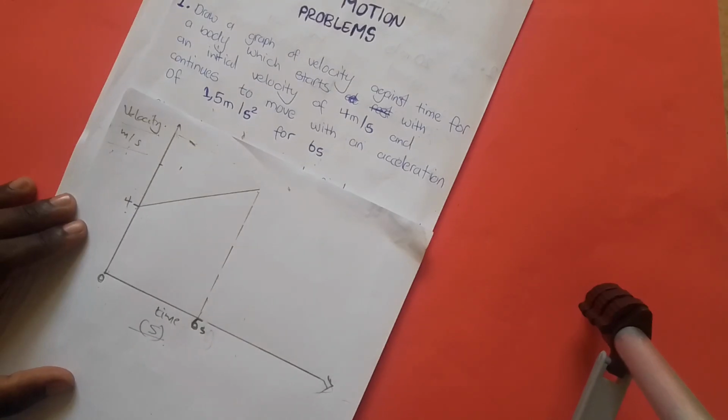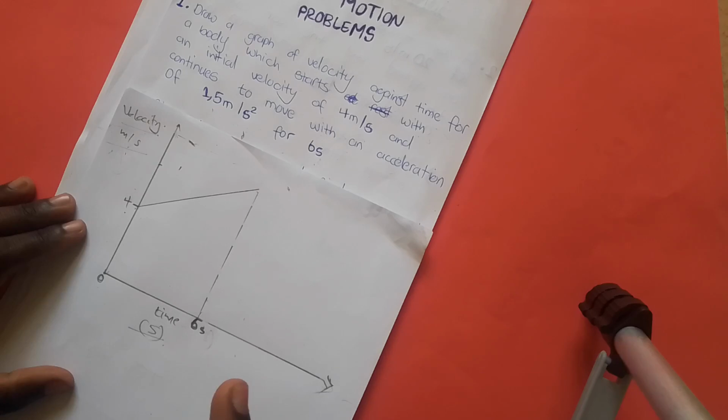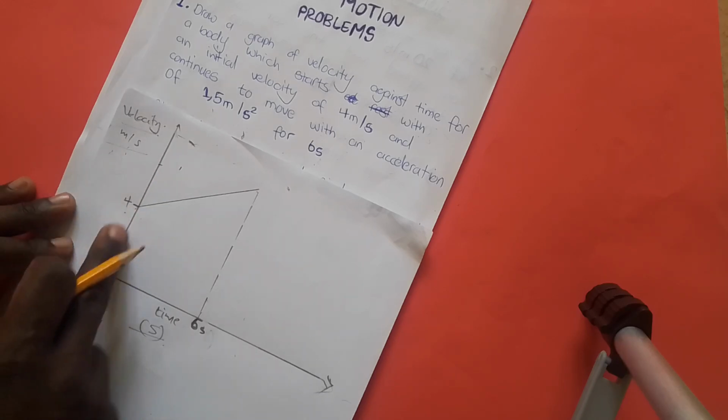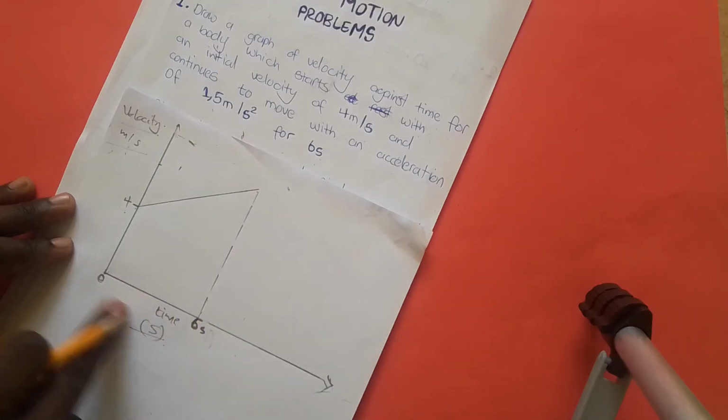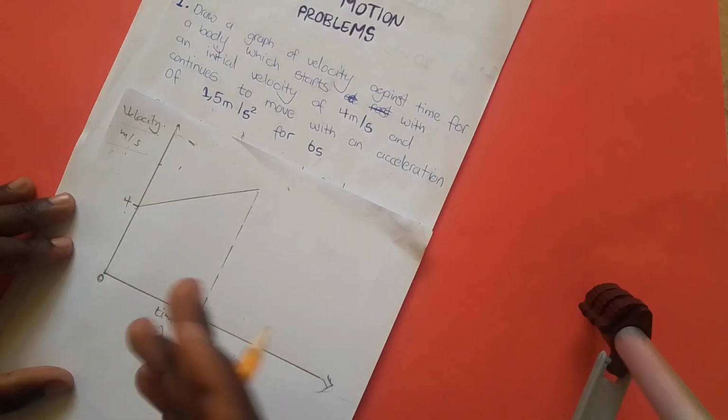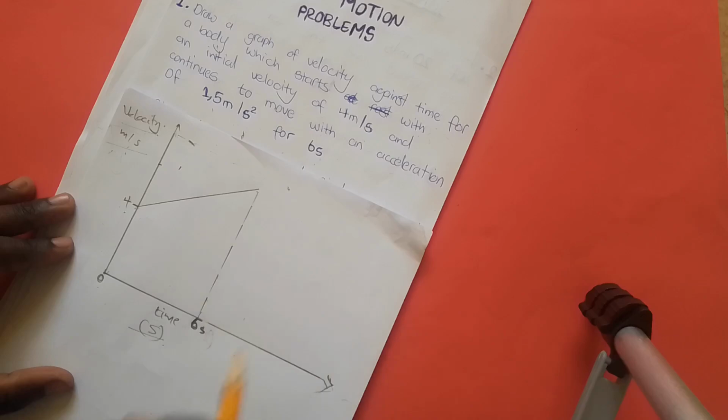So that's all the question said about this scenario. So we have our graph now. We have velocity, we have acceleration, then we have time here. It accelerated for 6 seconds. Then you're done. So let's pay attention to the question now. Let's get into the question.